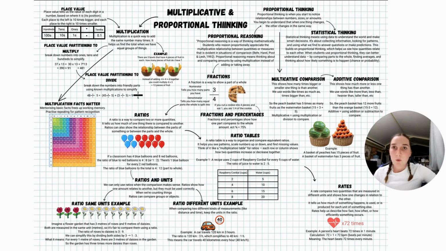And then what proportional reasoning is. It is a way of thinking mathematically. Students who reason proportionally appreciate the multiple relationships between quantities or measures that are evident in situations of comparison. This quote is from Lamon, 1992. That's a little quote I thought was cool to keep in there. Proportional reasoning means thinking and comparing amounts by using multiplication instead of adding or taking away.